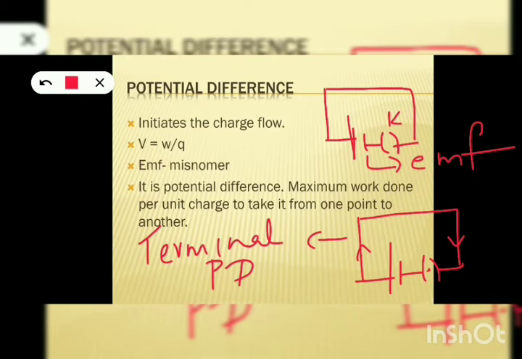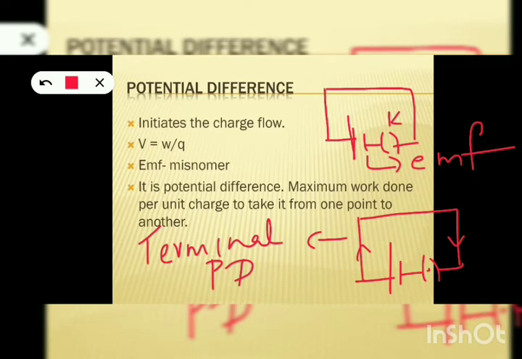EMF is the potential difference when no current flows through the circuit. That means it is the potential difference measured in an open circuit. But terminal potential difference is related to a closed circuit. It is measured when current flows through the circuit. So this is the basic difference between EMF and potential difference.